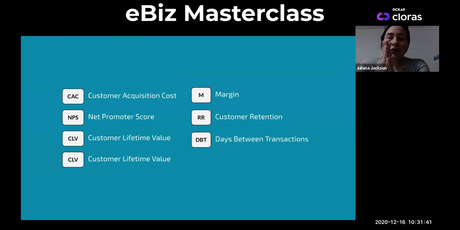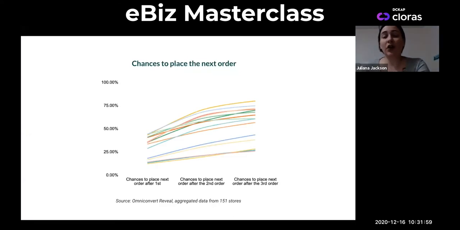So the acquisition cost, the net promoter score, the lifetime value, which I put two times in the presentation by mistake. Probably I wanted to make it clear that you have to monitor your lifetime value, your margin, your retention, and the average days between transactions. So knowing this is a very cool thing.